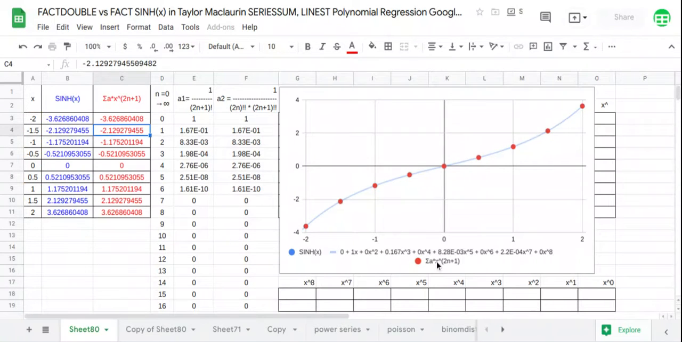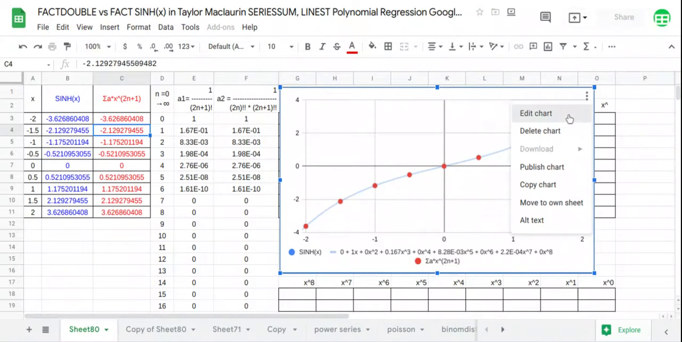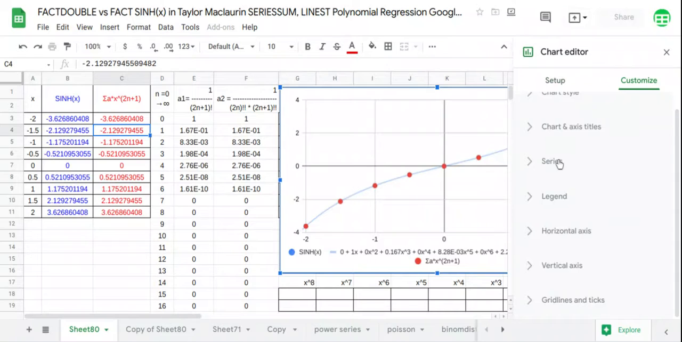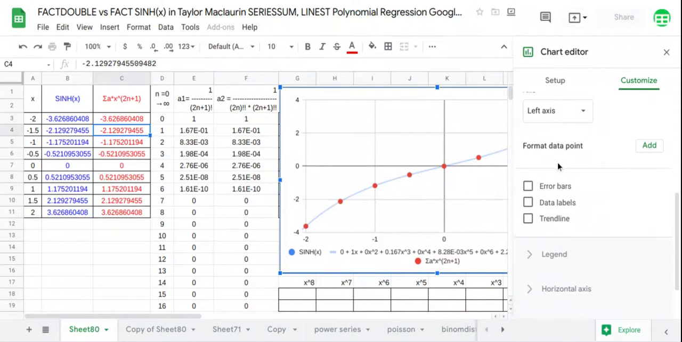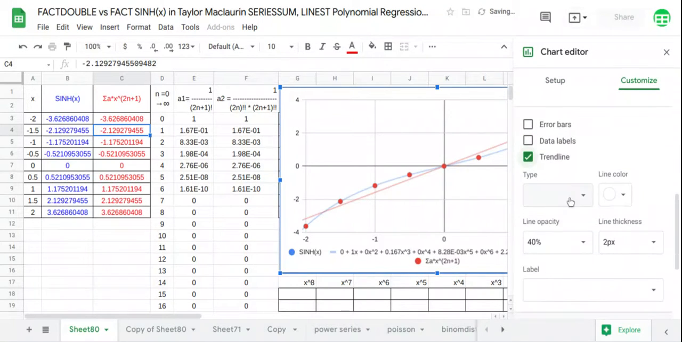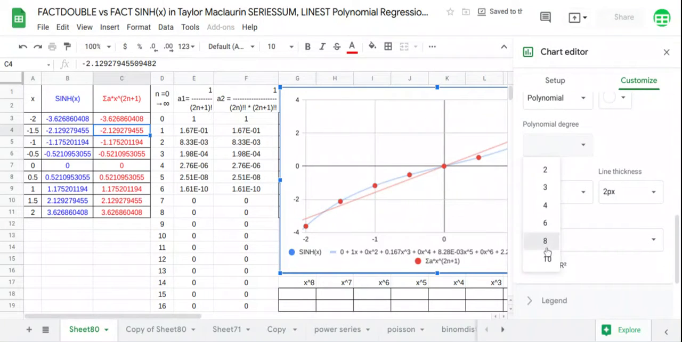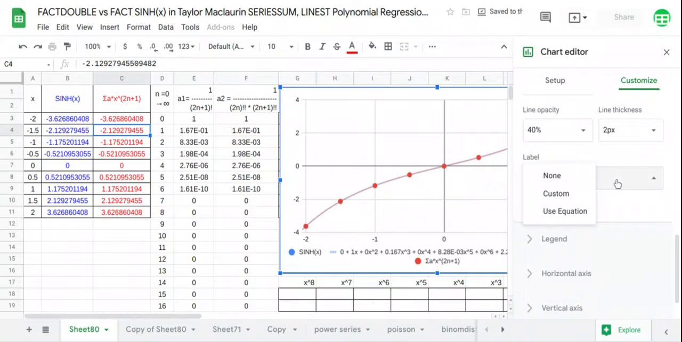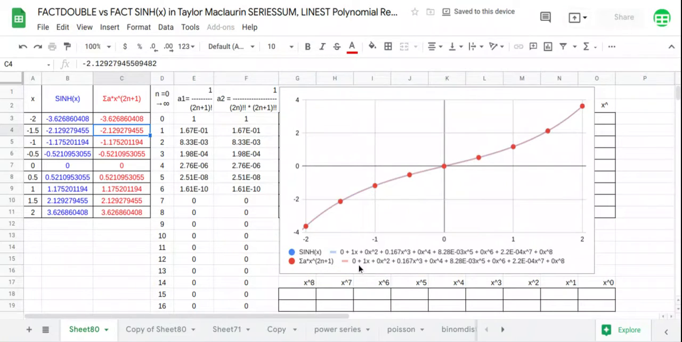We don't have the polynomial. We do have the points. They are on the same points on the line. Let's edit the chart to show the trend line. Trend line, the type polynomial, the degree, same degree, 8. For the label, use the equation. So the equations are exactly the same.